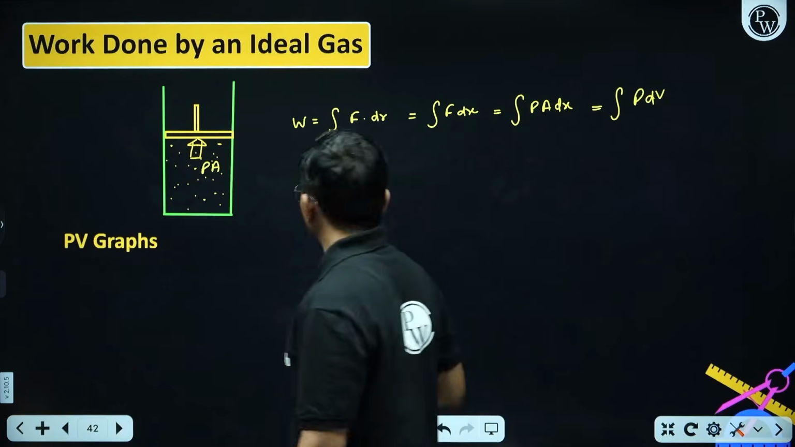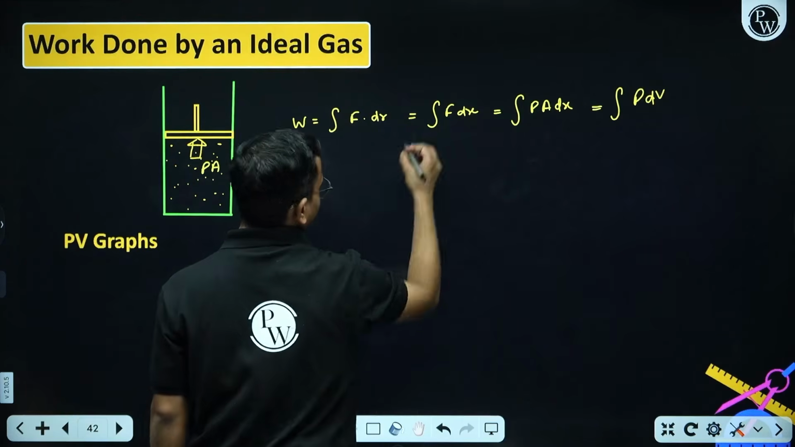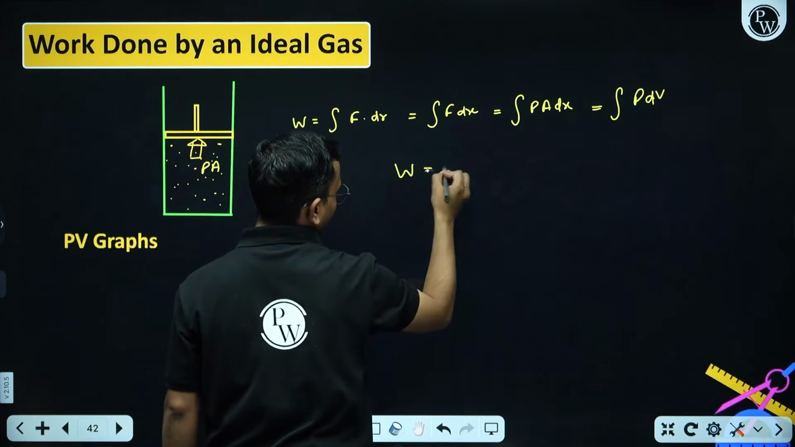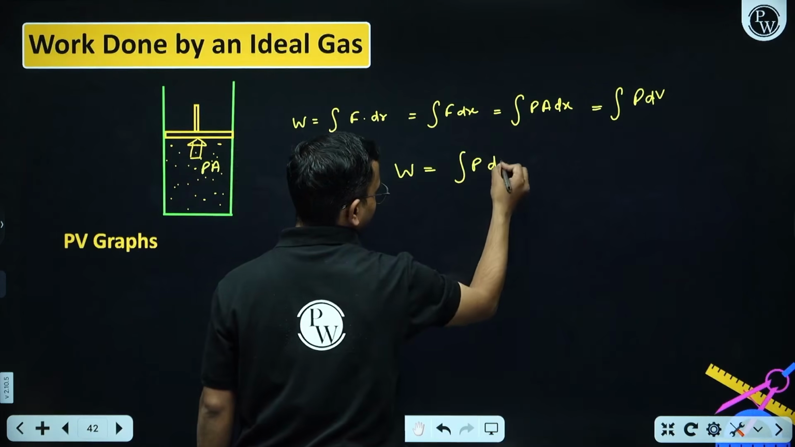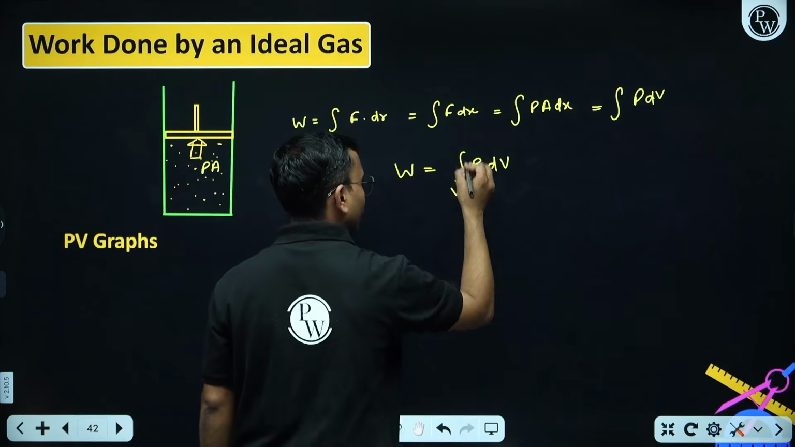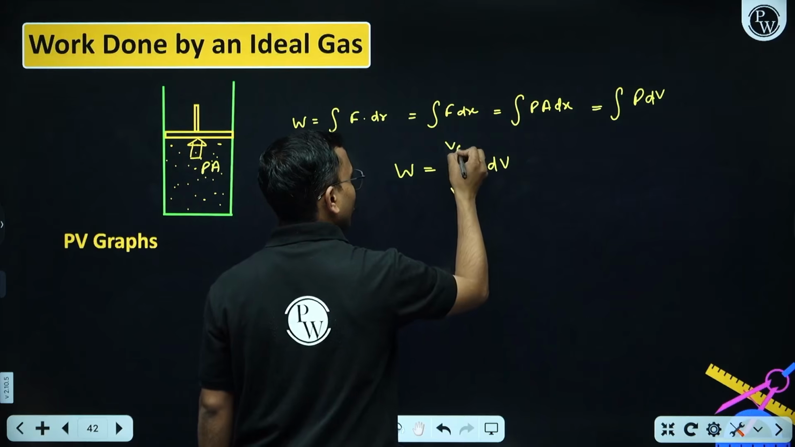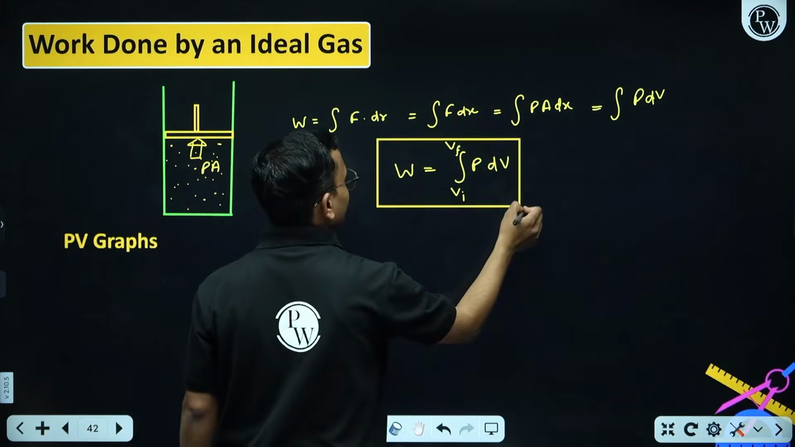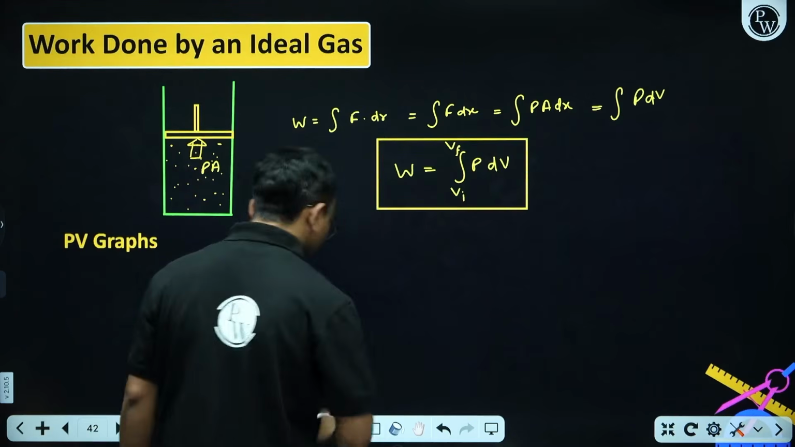So the work done by the gas is given as W is equal to integration of P dV. Let us take here volume changes from initial volume V initial to final volume V final. Doesn't matter what is the process, the formula for the work done is integration of P dV.